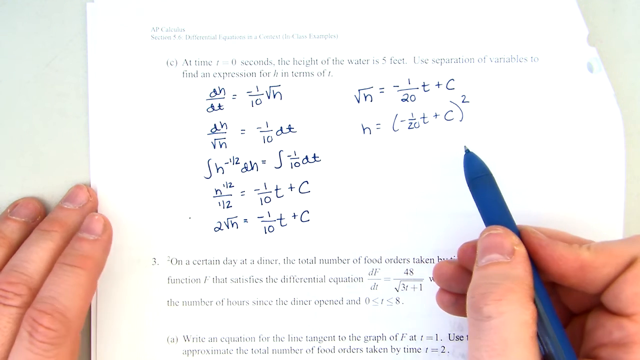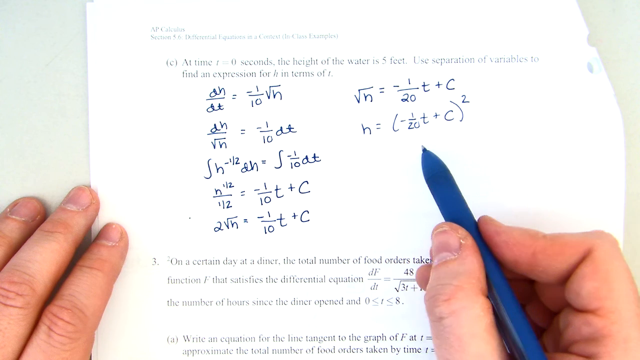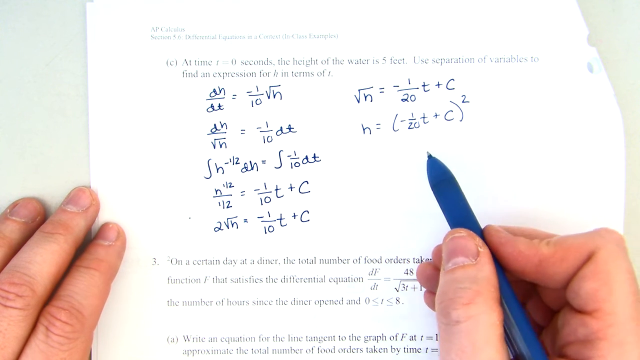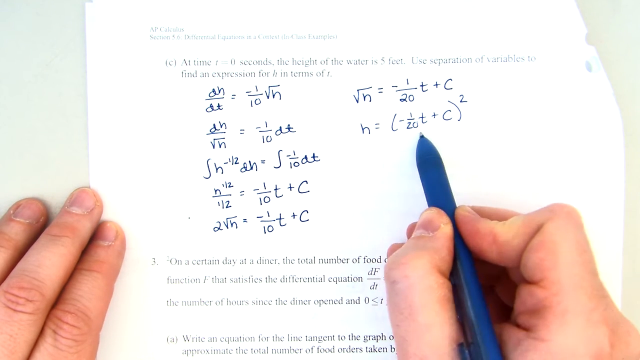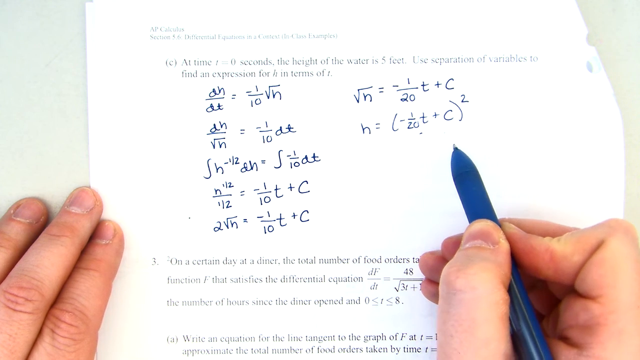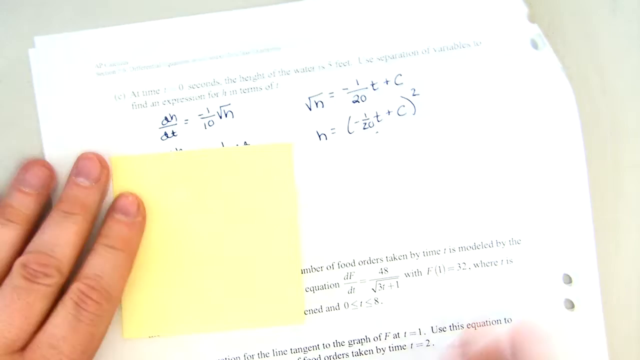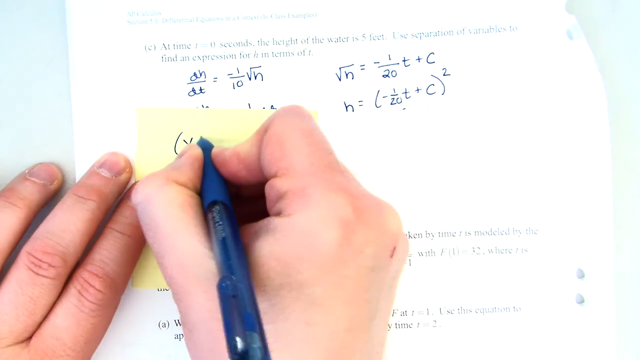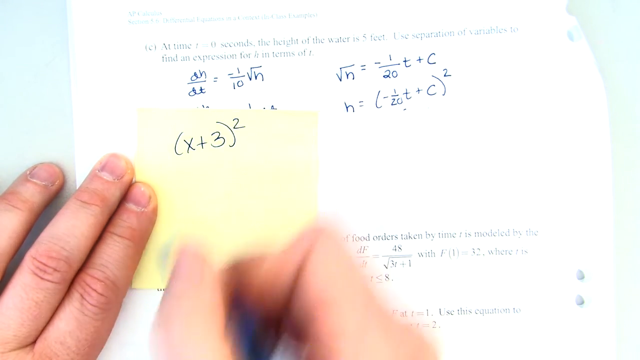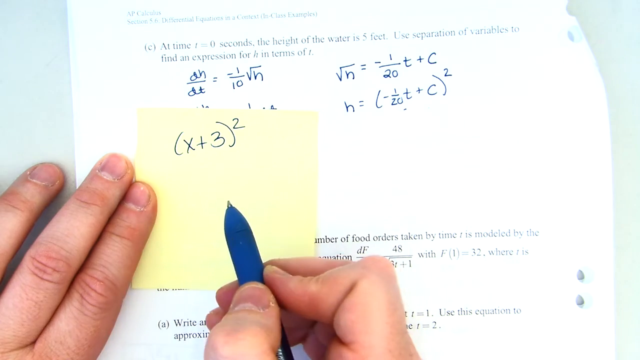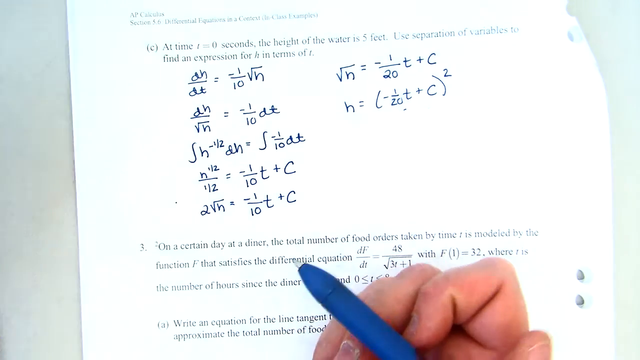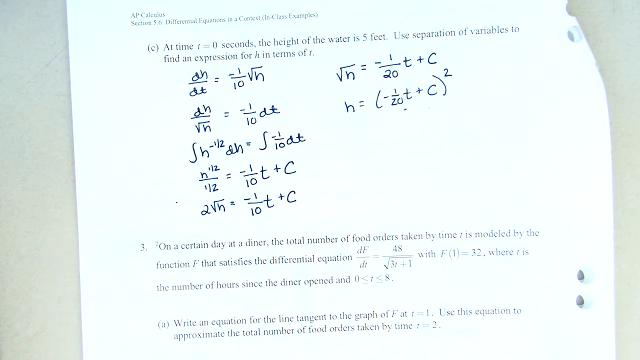To square that side, I would have to like FOIL and stuff, and I'd get a t squared and a constant times t and something else. You can't say this squared plus that squared. Whoa, whoa, whoa. If I gave you x plus 3 squared, that's not x squared plus 9, right? For the same logic, I can't distribute the square over here.